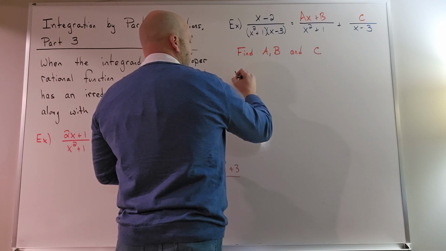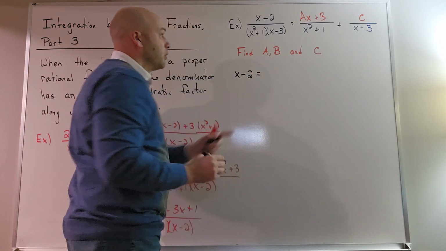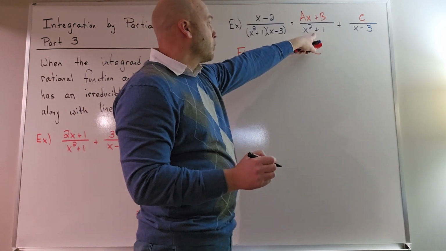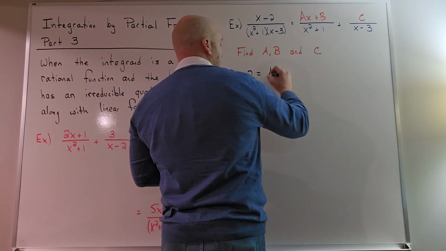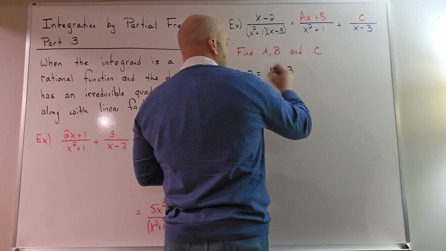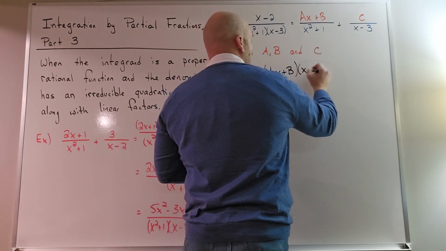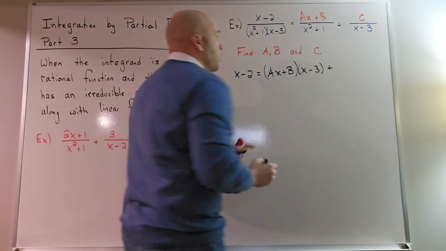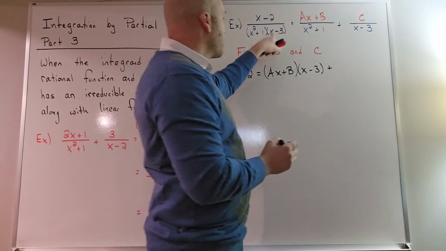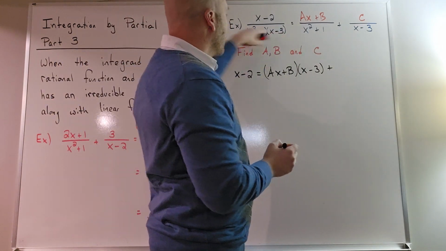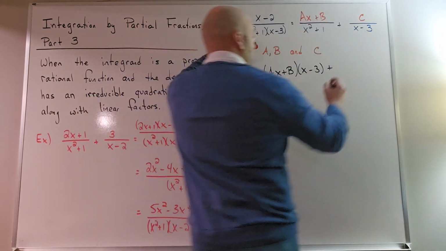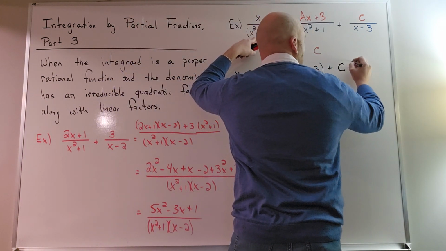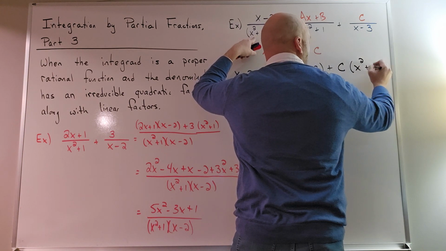We get x minus 2 is equal to, well, in this case, the x squared plus 1 would cancel, leaving a factor of x minus 3. Therefore, I get ax plus b, and then x minus 3, plus, with the term on the end, of course, when I multiply this denominator by this, the x minus 3 would cancel, leaving x squared plus 1, and therefore I get c times x squared plus 1.